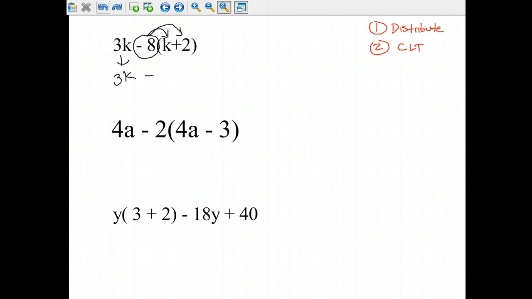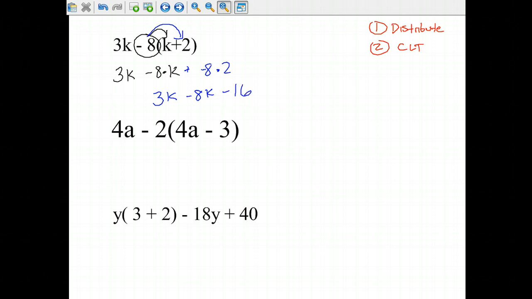Let me clean up the arrows here one more time for you. We'll do that one at a time. Alright, so bring down the 3k, distribute -8, and then once again in a different color, I'll do -8 times 2. Alright, when we combine this, we get 3k minus 8k, and then -8 times 2 is -16, or plus -16 there.